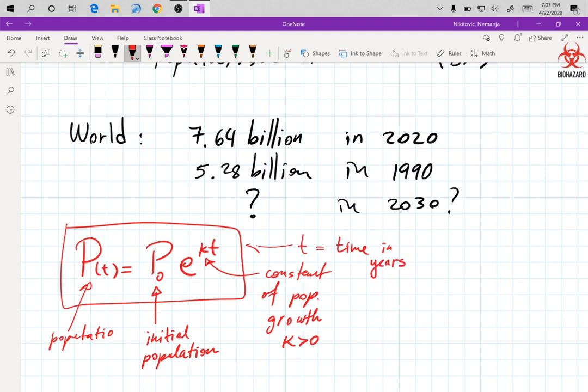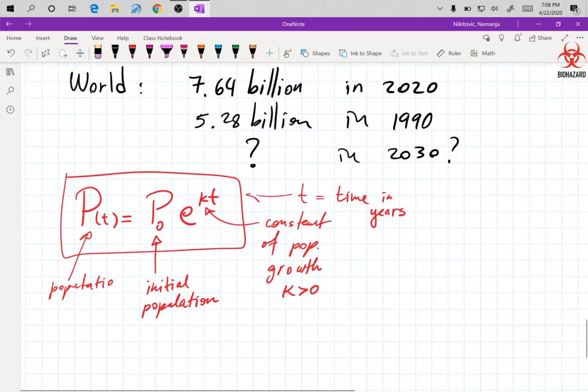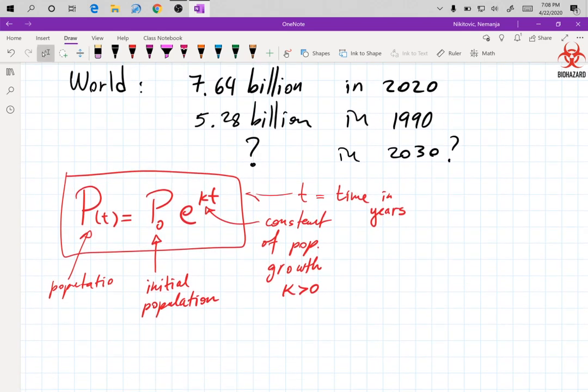I will one more time draw your attention to y equals a e to the kt, kx, whatever. It's the same equation, just, as I said, we put a different dress on it. We put P's for population, A and P for money, for principal and amount. Later on, we'll use m for mass, and so on.